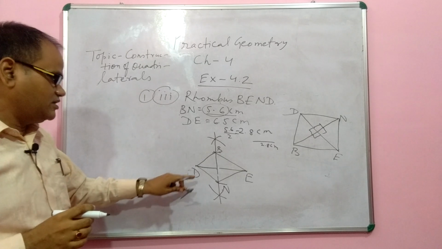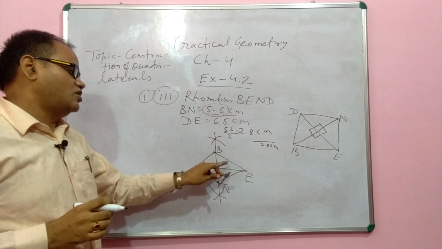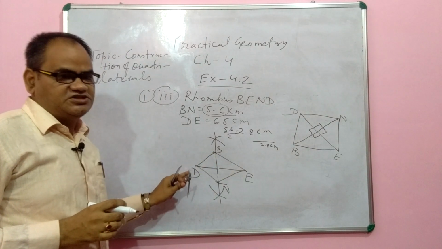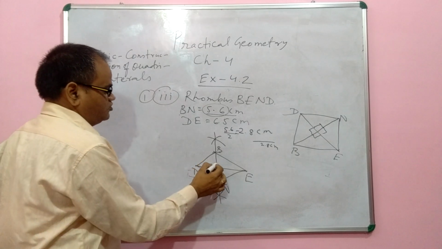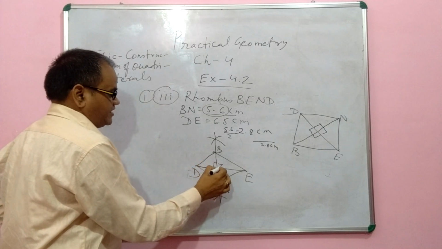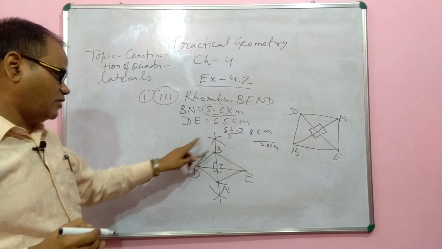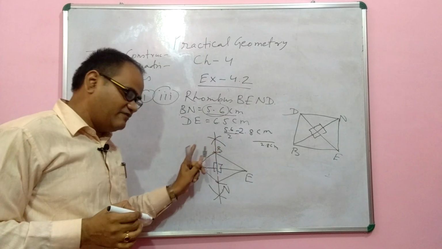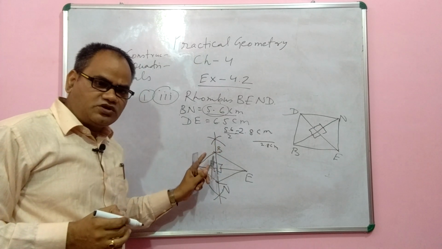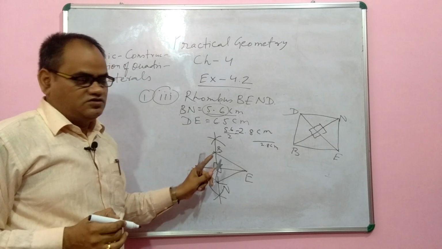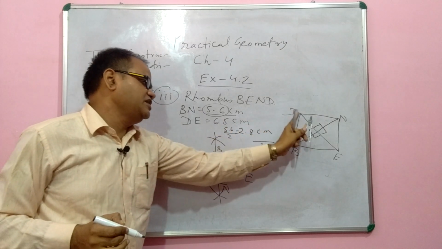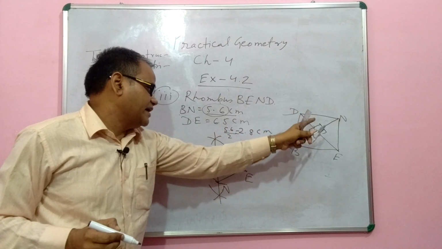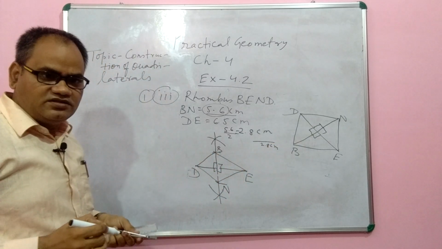Which property have you used here? You have used diagonals of rhombus bisect each other at right angles. Look here, this is your right angle. So with the help of this property, you have completed constructing the rhombus using two diagonals. Here two diagonals BN and DE are given. Okay? Thank you, children.